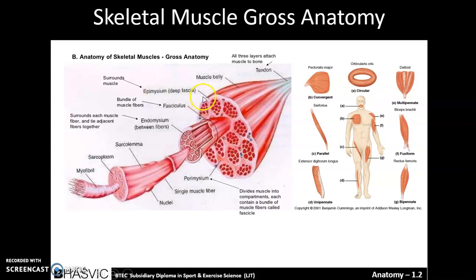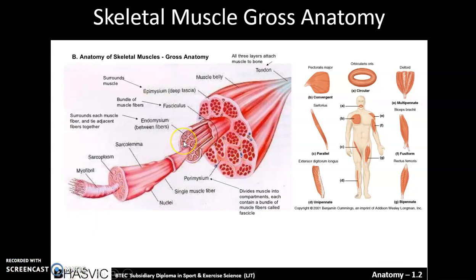There are three types of connective tissue in a muscle. One type is the epimysium. This surrounds the muscle and helps encase all of the other structures inside. Another type is the perimysium. This connective tissue holds all the muscle fibers together and divides each muscle fiber into separate parts.